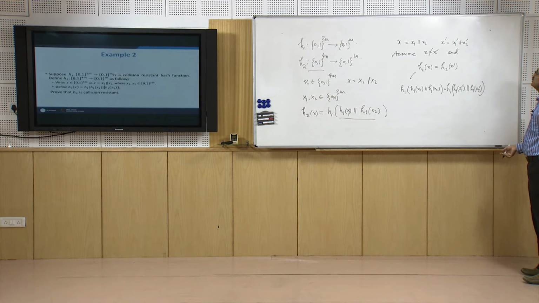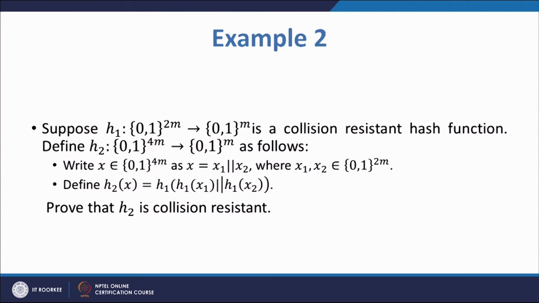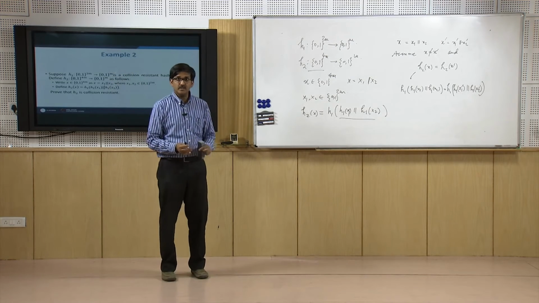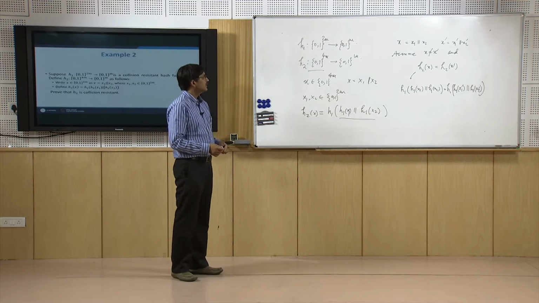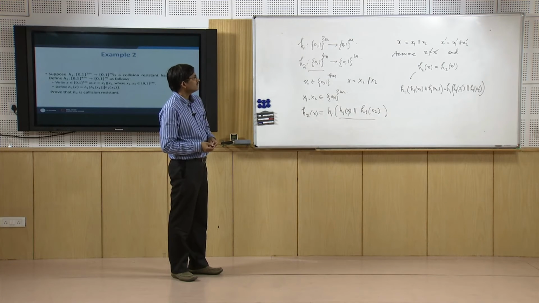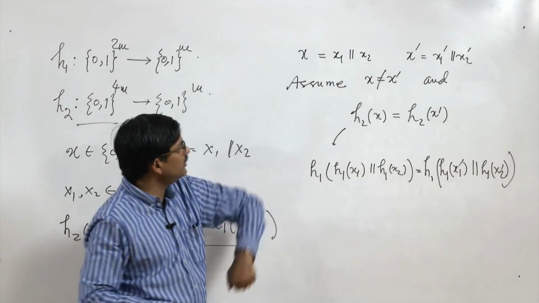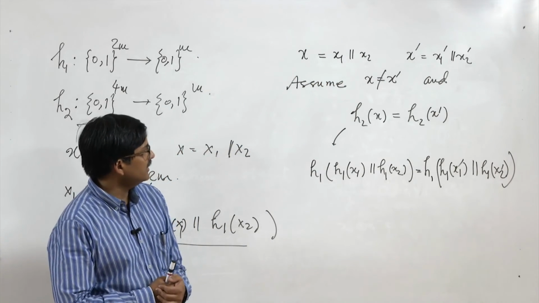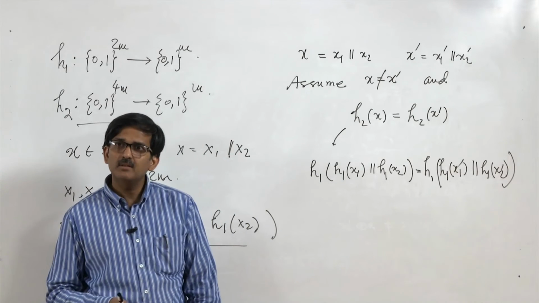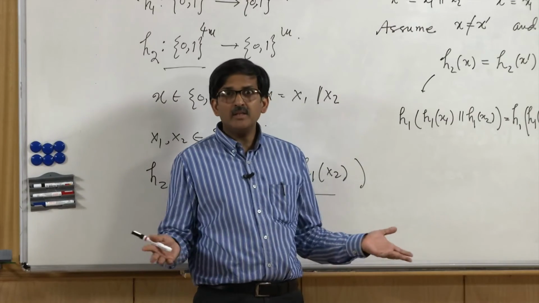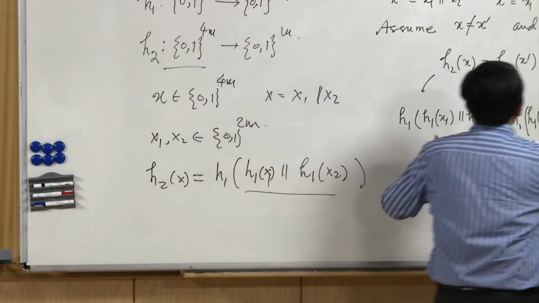Now, one thing is clear to me: by my initial assumption, my initial claim, H1 is collision resistant. Therefore, if H2 is not collision resistant, we arrive at an equation like this, and since H1 is collision resistant, I cannot get a collision, but these hash values are equal.